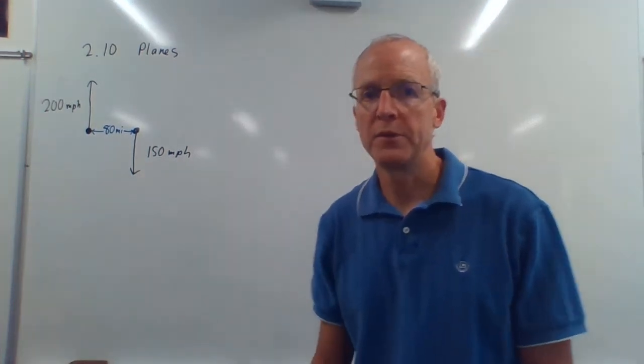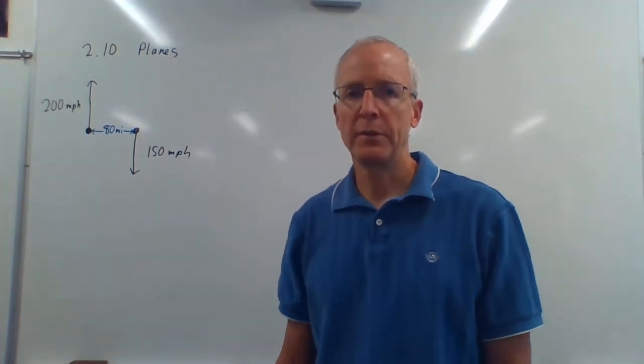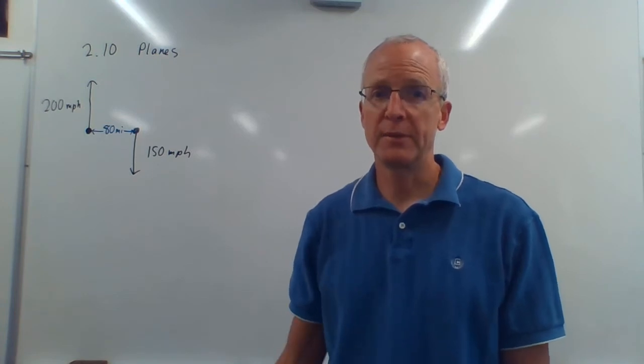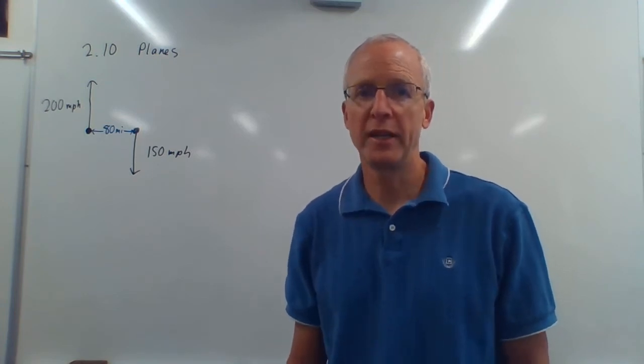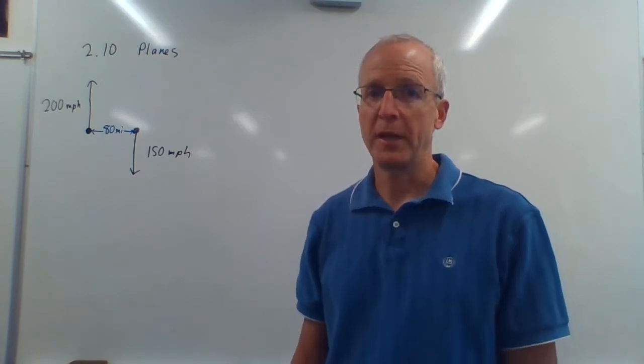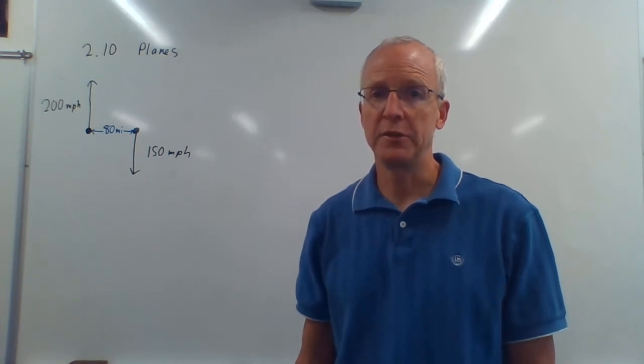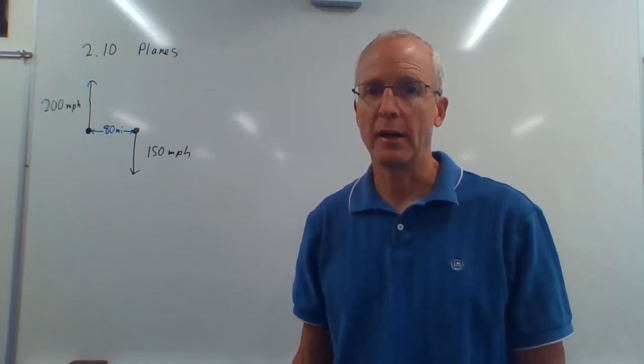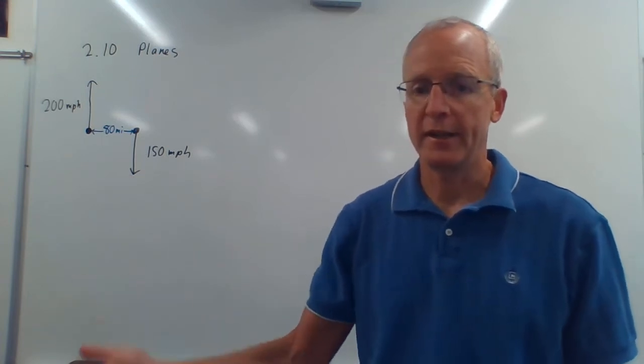All right, so in problem 2.10, we have some airplanes flying. I think the trickiest part of this problem is reading it really carefully and drawing the right picture. The airplanes are at the same altitude, okay, and they're 80 miles apart. So it doesn't matter how high they are, they're at the same altitude.